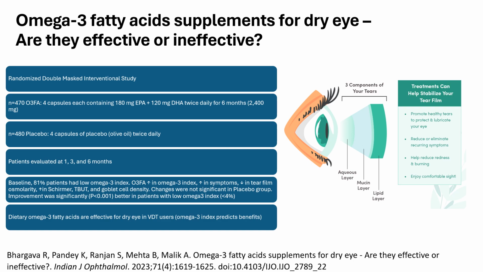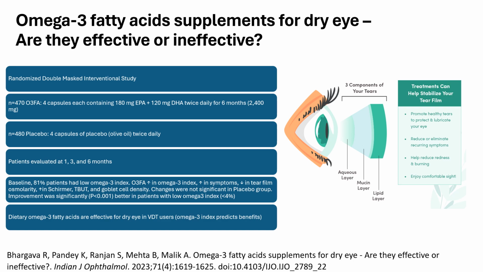In our group that received the omega 3 fatty acids at baseline, 82% had a low omega 3 index, 22% of the patients had abnormal Schirmer scores, and 46% had abnormal tear film breakup time. 42% had an increase in tear film osmolarity, and 34% had abnormal cytology.